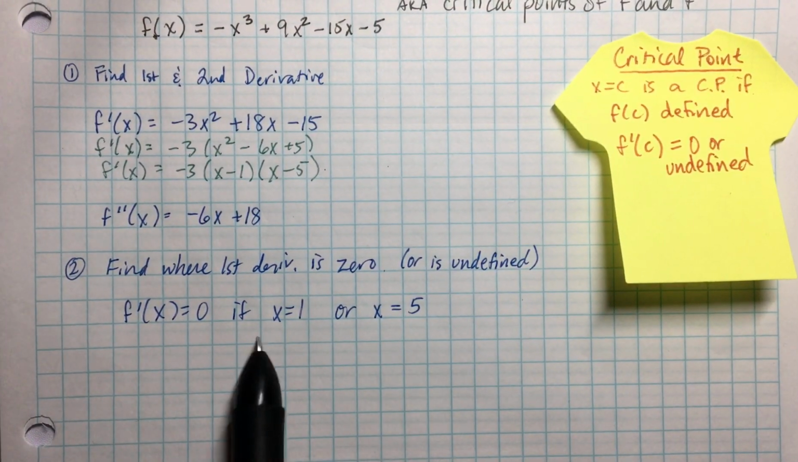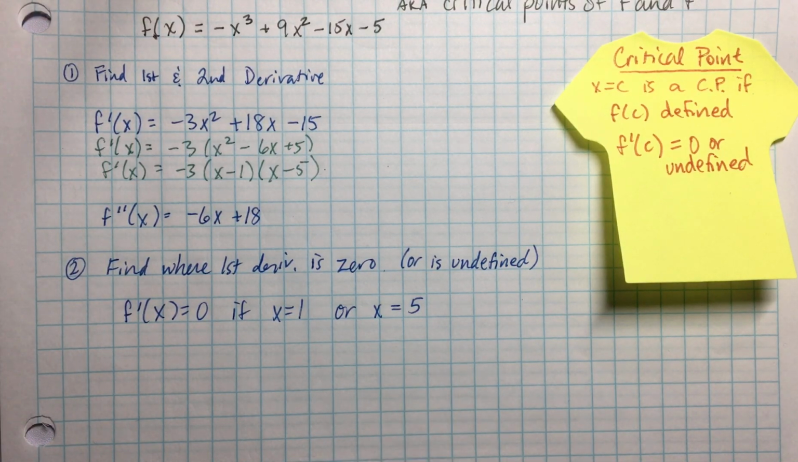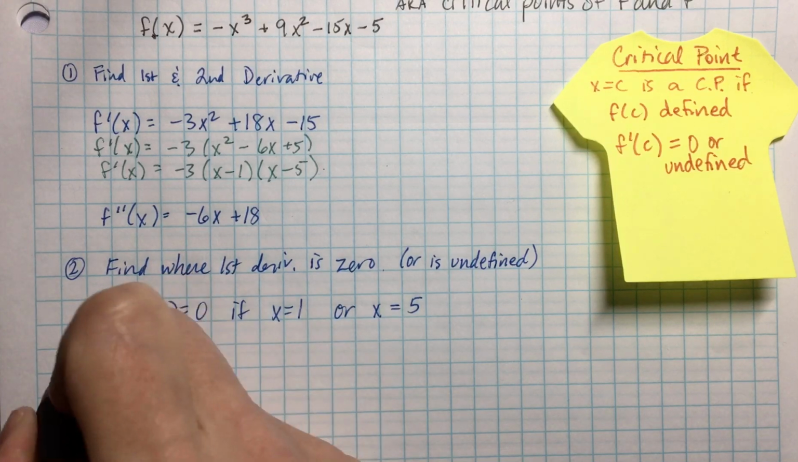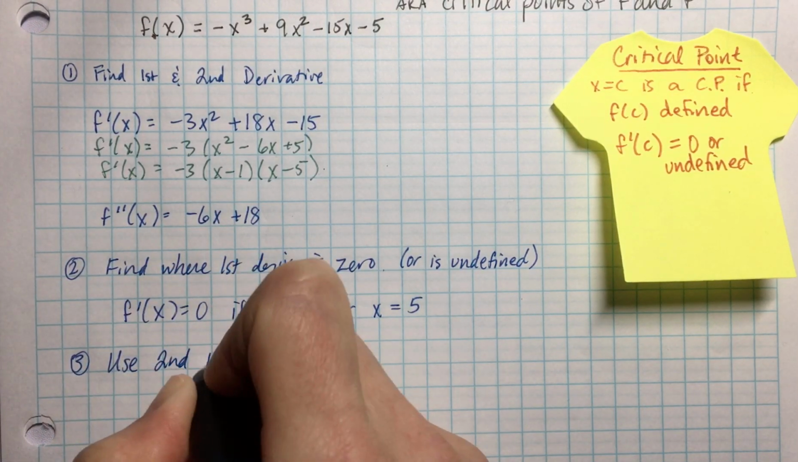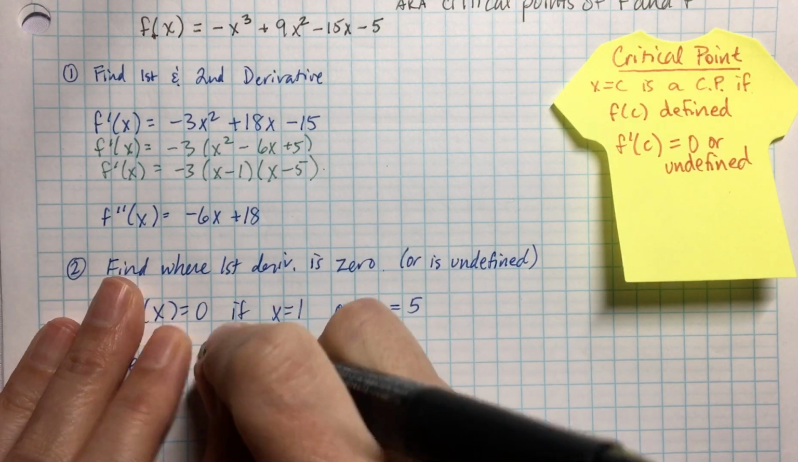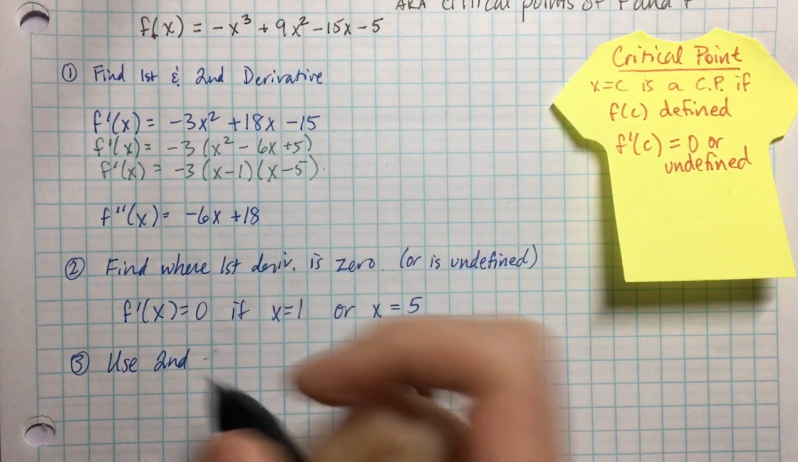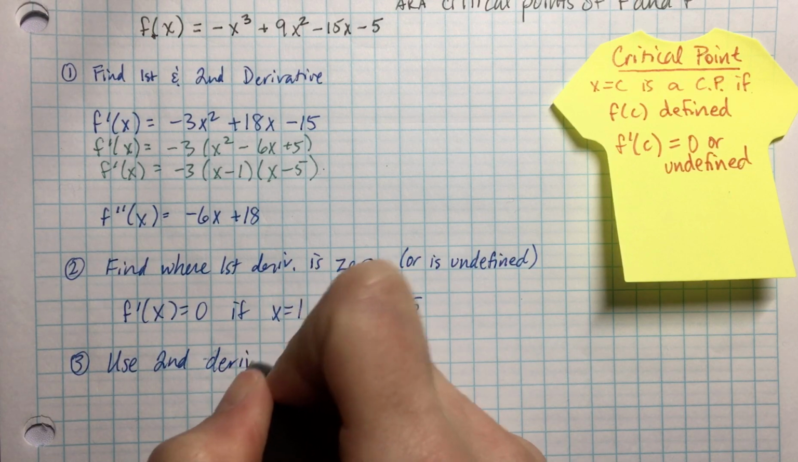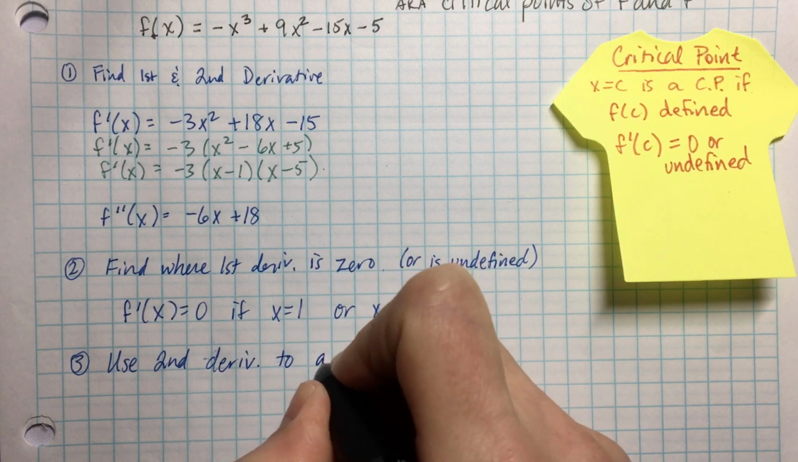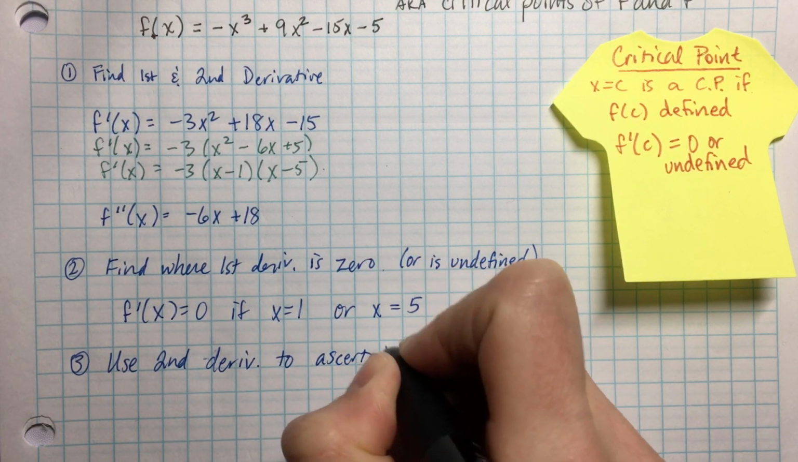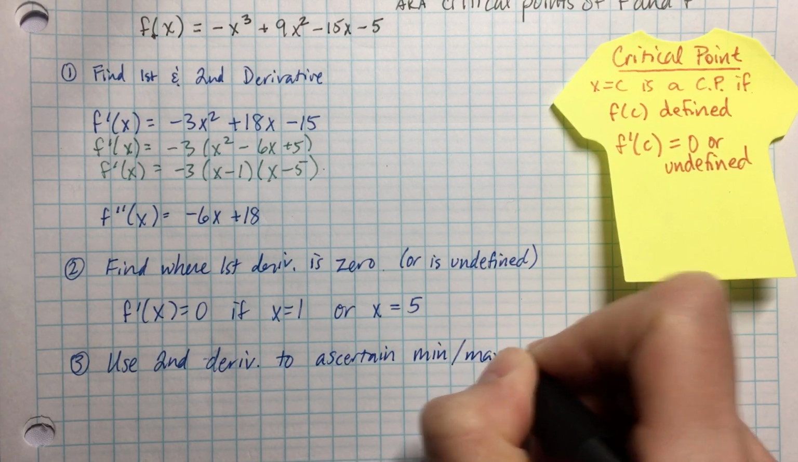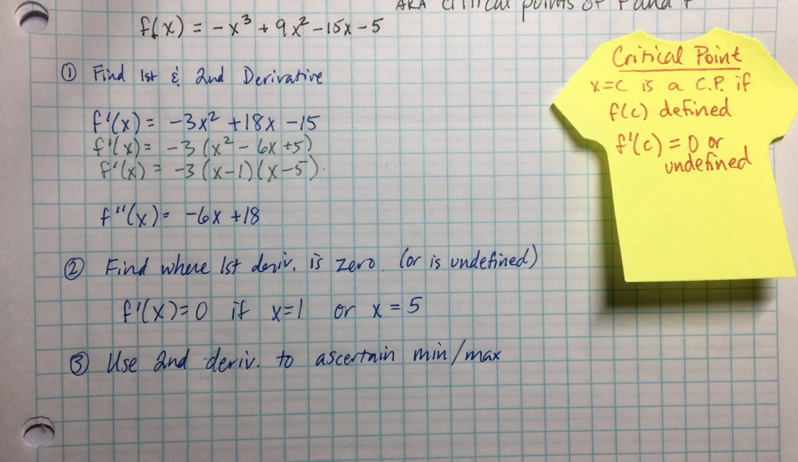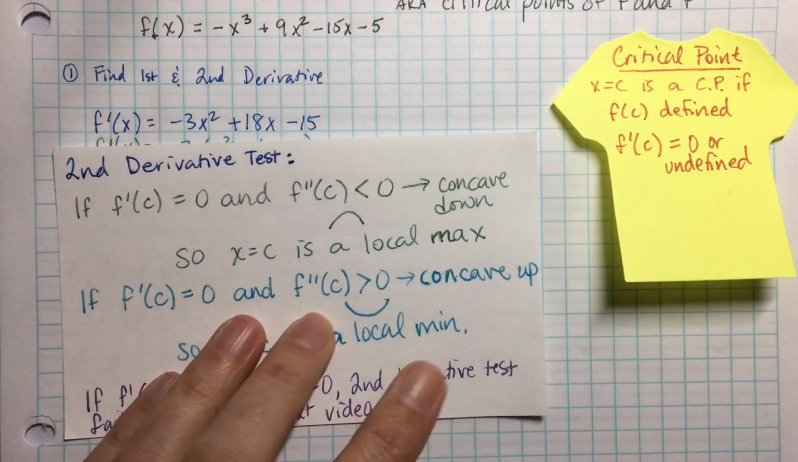The next question is, are these mins or maxes or neither? And that can happen as well. So our next thing is we will use the second derivative to ascertain if you have a min or a max. And we do that with what's called the second derivative test.